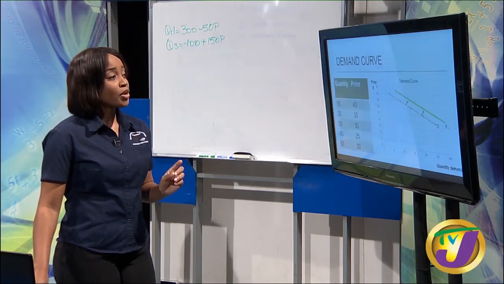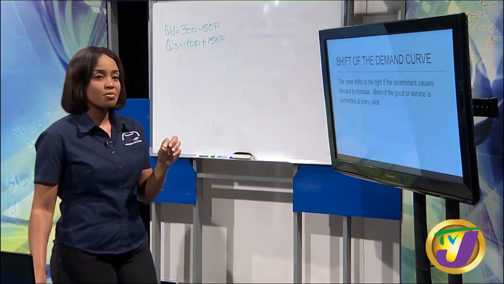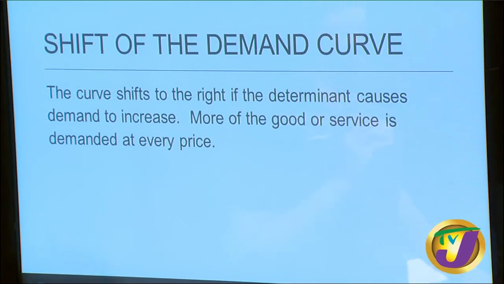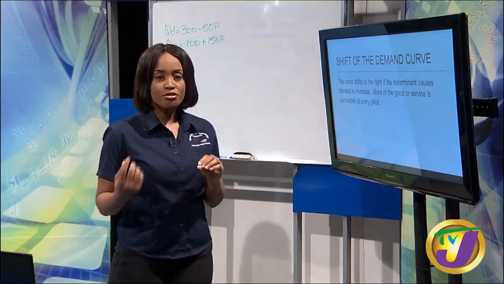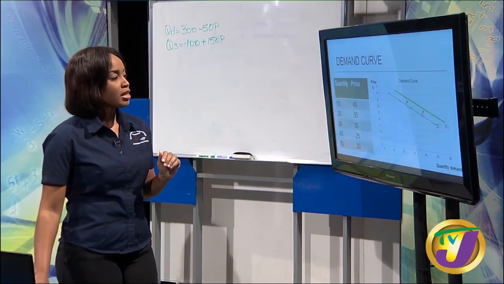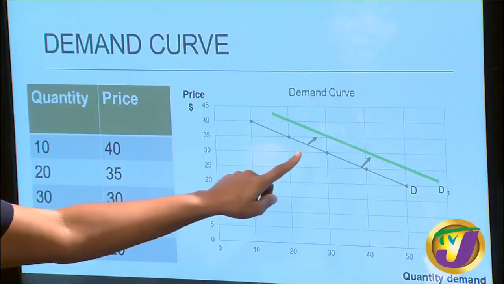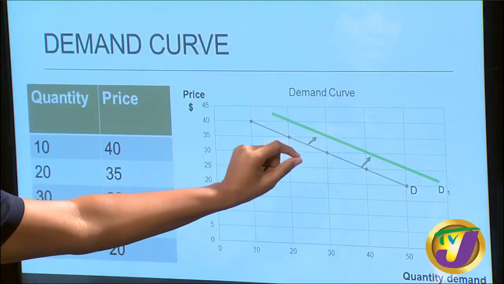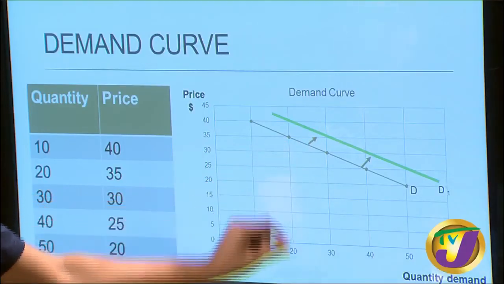The demand curve could also shift to the right, and this is what happens when demand increases. Now, maybe the consumer has more income and is able to purchase more goods, and this would cause the demand curve to shift to the right. So any factor which contributes to an increase in demand will see the demand curve shifting to the right. So we notice the original demand curve is D, and then the demand curve shifts outward to D1.